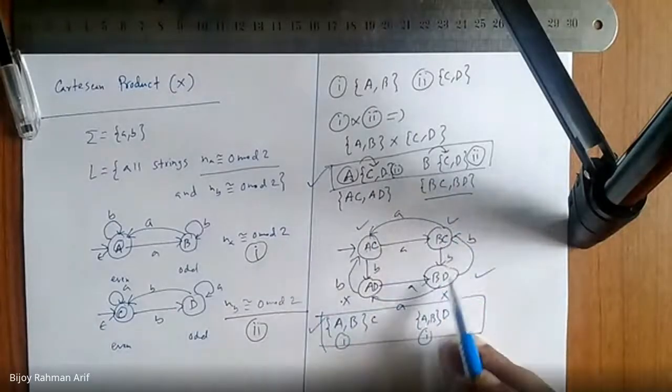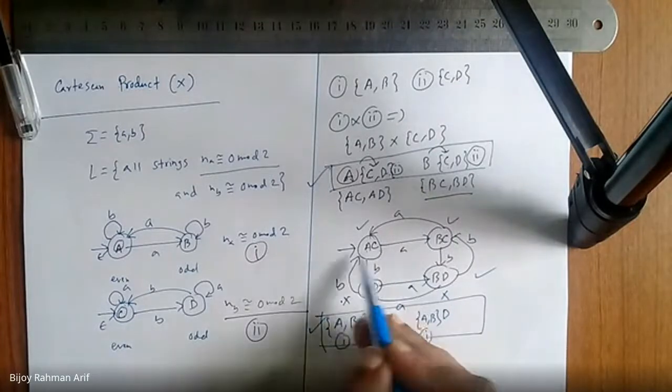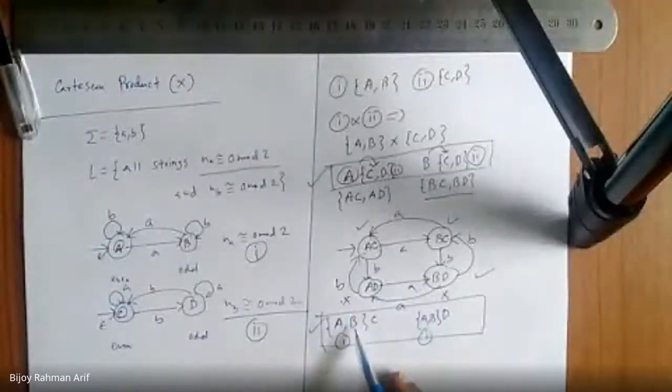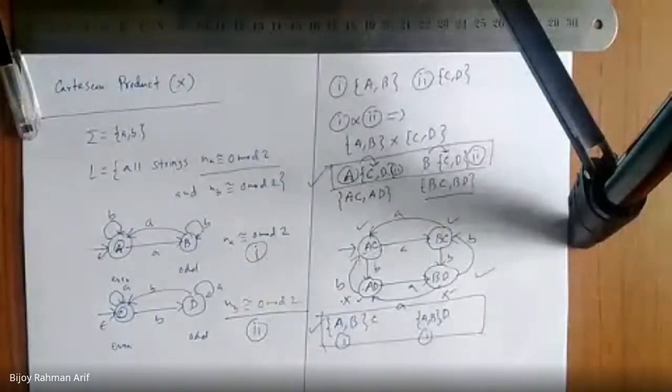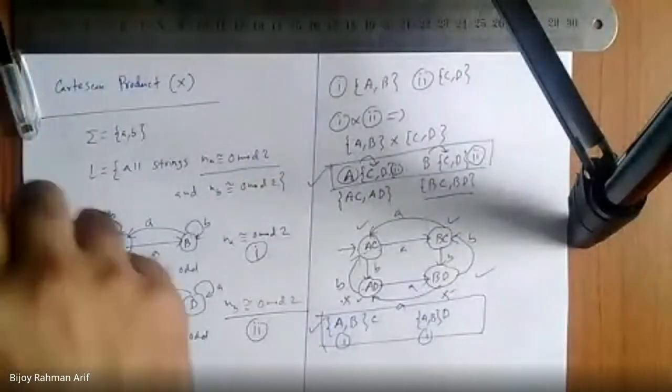Hold on. Now let's go over C, A or AC, BC or this one. This one. AD or this one. BD or this one. Did you get it? Yes, sir, clear. Okay. Now let's do a little more complicated Cartesian product.